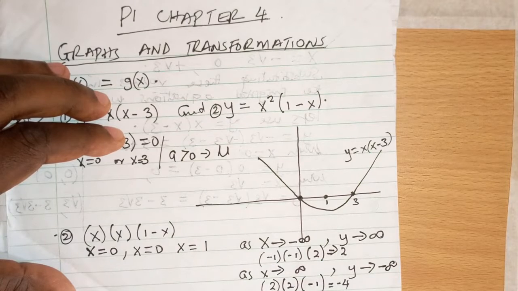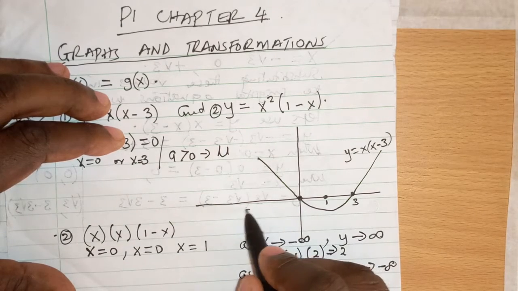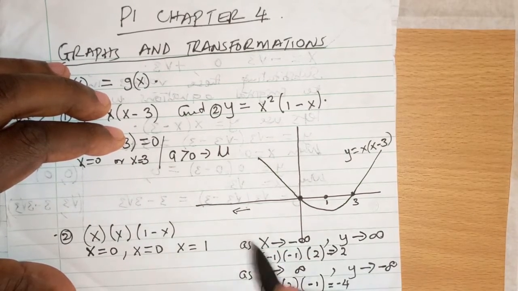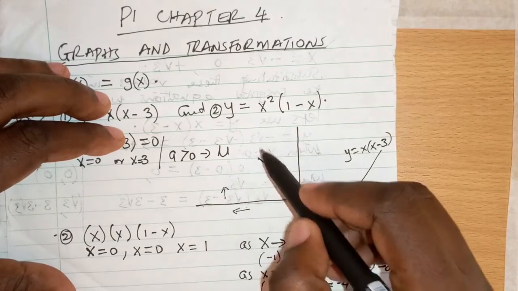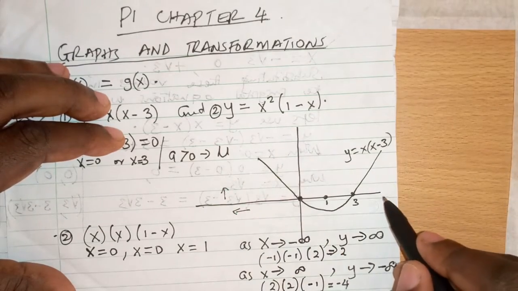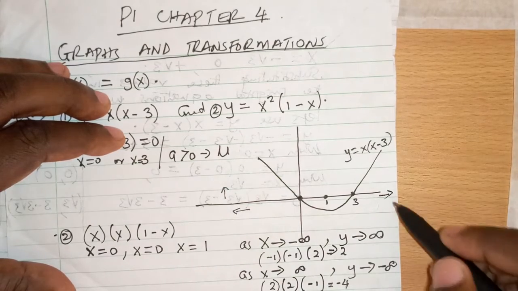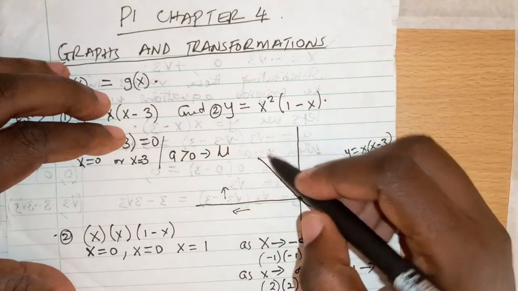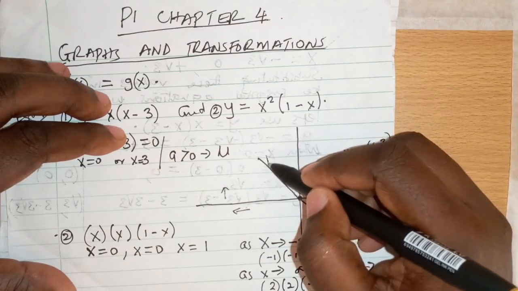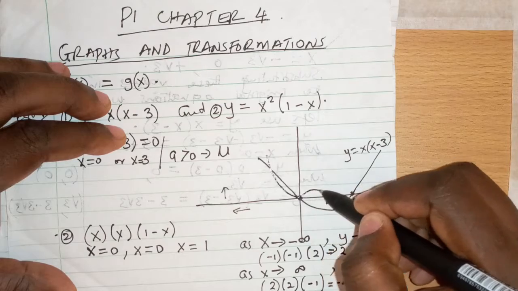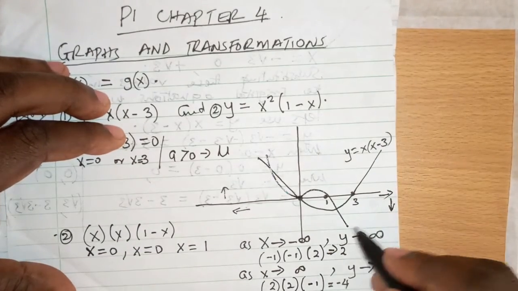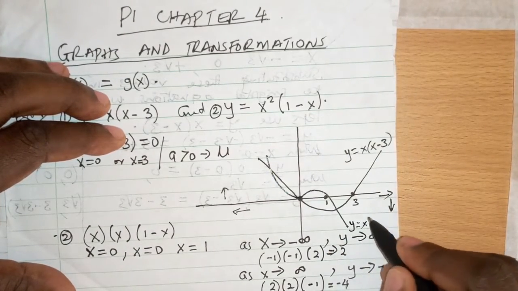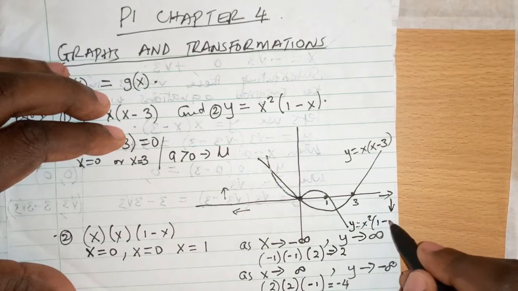Having said that, we need to go back to the graph. As x approaches negative infinity, y approaches positive infinity. So this graph is coming from up, coming down. As x approaches positive infinity, y approaches negative infinity. And you can see our graph may look like that. And you name it: y = x²(1 − x).